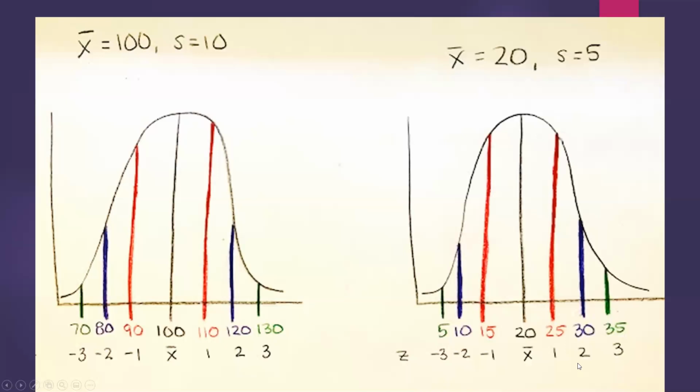So when I say that a z-score standardizes values, what that means is we can say across different distributions, if a value has the same z-score, that's consistently telling us how many standard deviations away from the mean that value is.